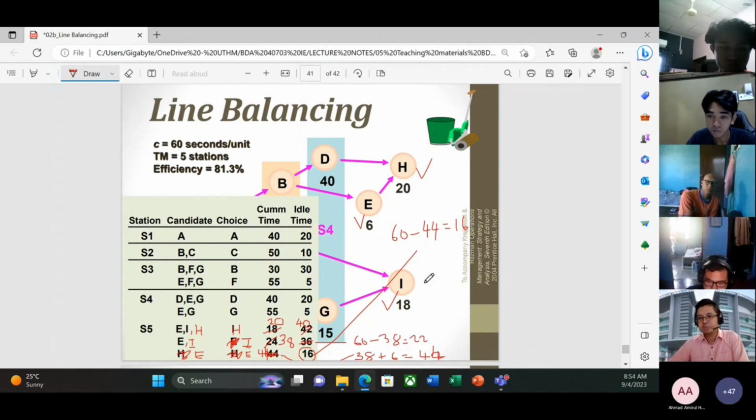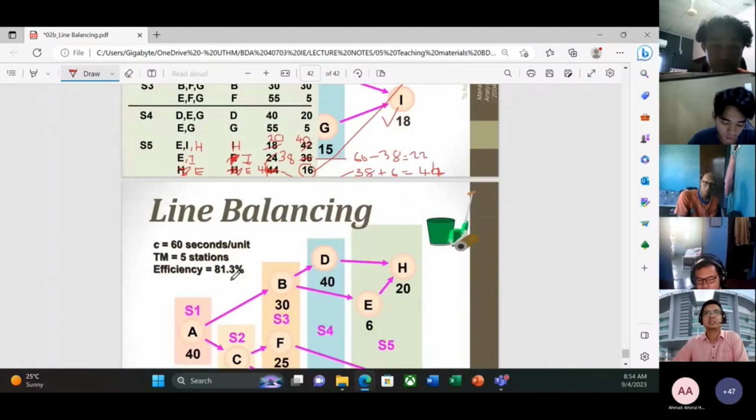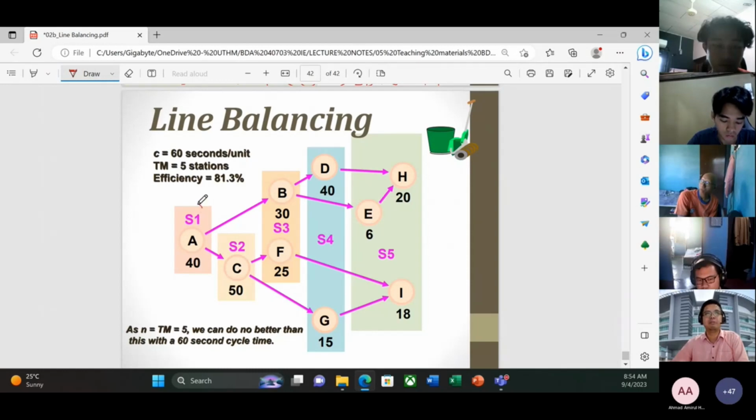Okay, clear. So please remember, please make a correction. E, I, hash. In between E, I, hash, which one is the highest? Hash first. Then E and I, which one has the highest number? I first. Then last but not least, E. So the total idle will be 16 here. So this is how we calculate station number 5. So we get all of these: session number 1, session number 2, session 3, session 4, and session 5. That's all. As the theoretical minimum is 5, we cannot do better than 60 seconds on the cycle time, as I mentioned earlier. This is how we calculate.